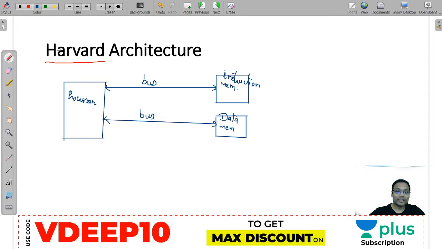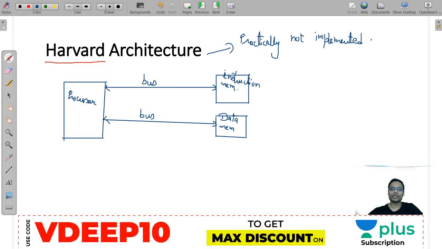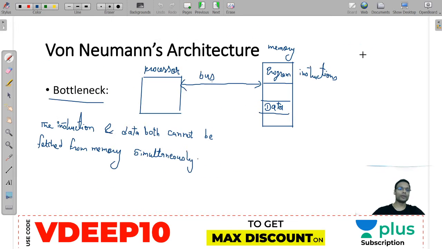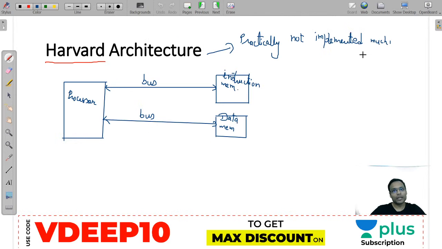Now, this Harvard architecture is practically not implemented. Have you heard that in your computer system you have two RAMs? One is instruction RAM, one is data RAM. You have a single RAM system only. It is not used much. So which architecture are we still using? Von Neumann only. We have a single RAM system in which we keep the instructions also, we keep data also.